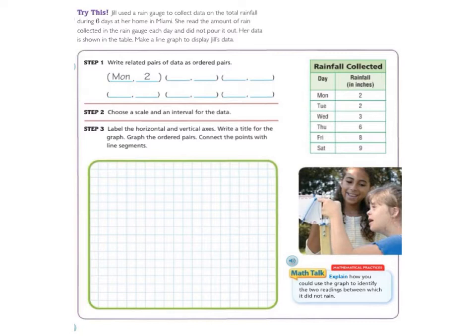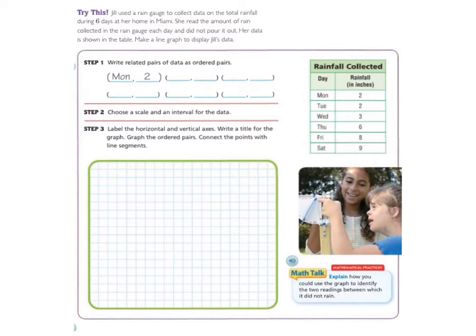It says, try this. Jill used a rain gauge to collect data on the total rainfall during 6 days at her home in Miami. She read the amount of rain collected in the rain gauge each day and did not pour it out. Her data is shown in the table. We're going to make a line graph to display Jill's data. So it says write the related pairs of data as ordered pairs. So they've already started for us.